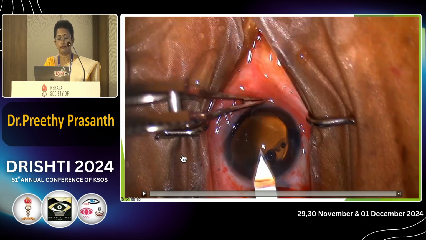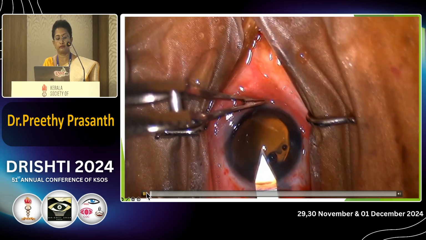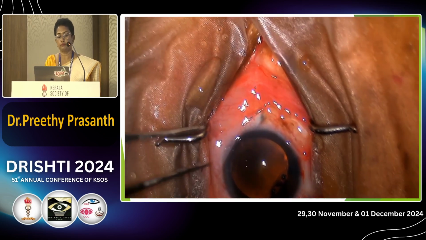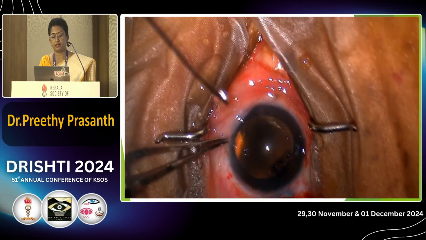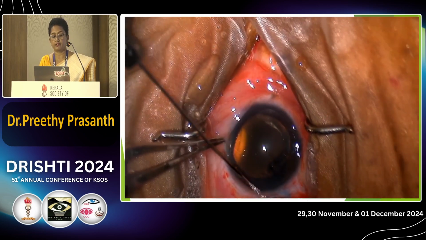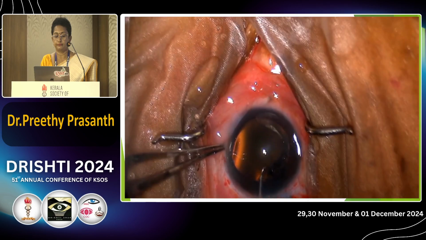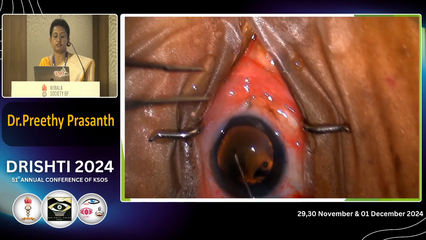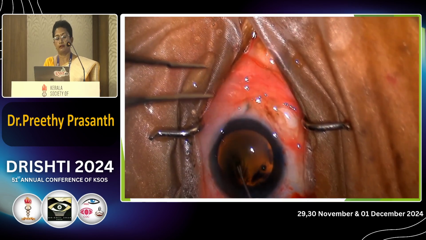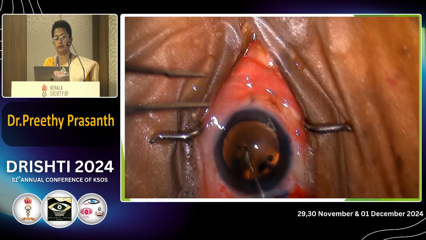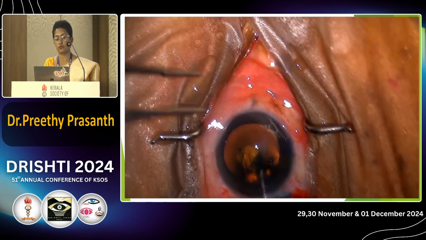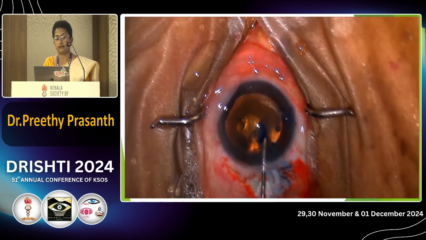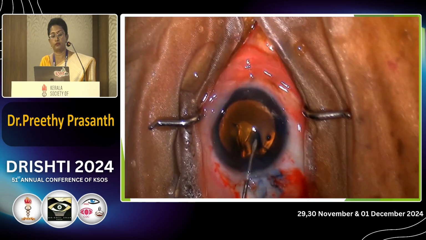Now the entry with the keratome is done, corneal entry. We can use the bevel up keratome. A small dimple is made, and entry is done with the keratome. Then the cystitome, which is a 26 gauge needle with a 90-degree tip, and 120 degrees away from the tip, is used. You have to make a deep anterior chamber by injecting a good amount of viscoelastic.